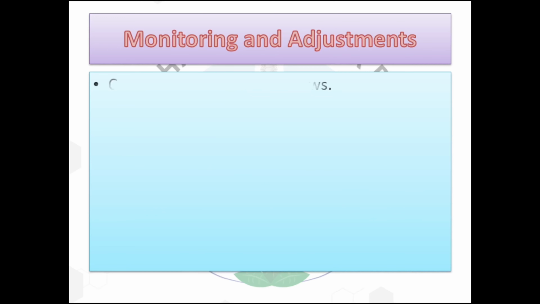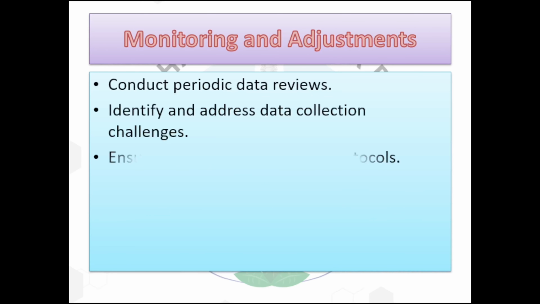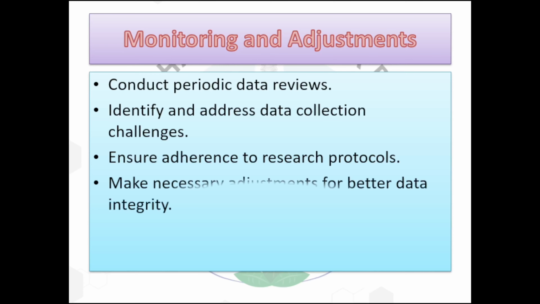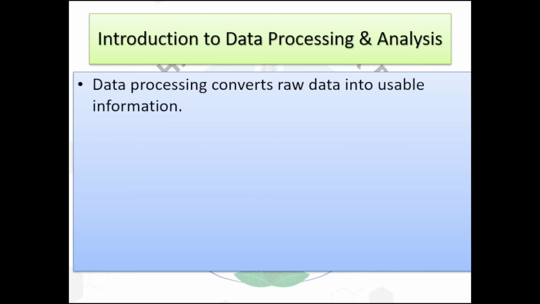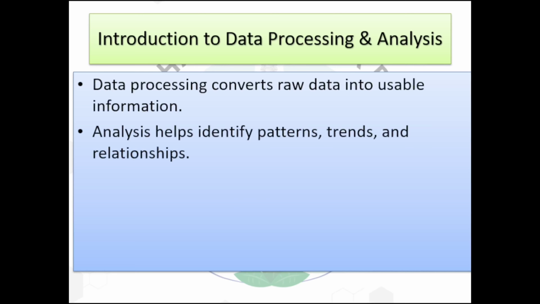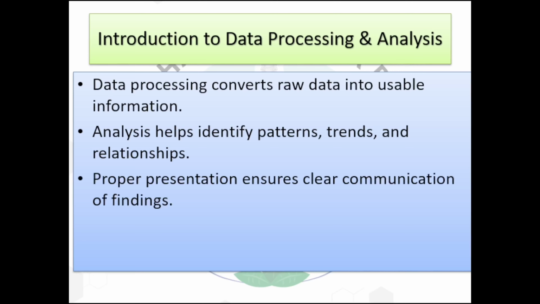Monitoring and adjustment: conduct periodic data reviews, identify and address data collection challenges, ensure adherence to the research protocol, make necessary adjustments for better data integrity. Regarding data processing and analysis, data processing converts raw data into usable information. Analysis helps identify patterns, trends, and relationships. Proper presentation ensures clear communication of findings.